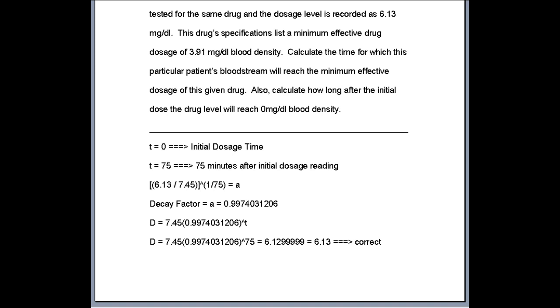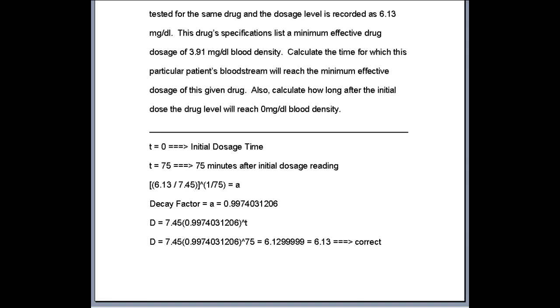Since this is obviously a decay factor, not a growth factor, we can take the ratio, so the factor is less than 1: 6.13 over 7.45, and that would be equal to some variable, we'll call it a, to the 75th power. So if we want to solve for a, we have to get the 75th root. If this was a to the 1/2 power, that would be a square root, and to solve for it we would have to get the inverse, a square. In this case, we have a to the 75th power, so we need to get the 75th root, the inverse of it.